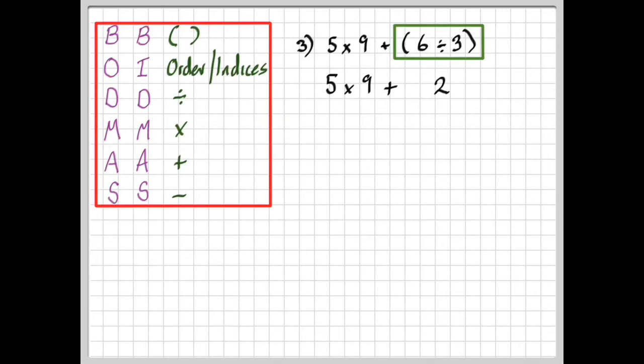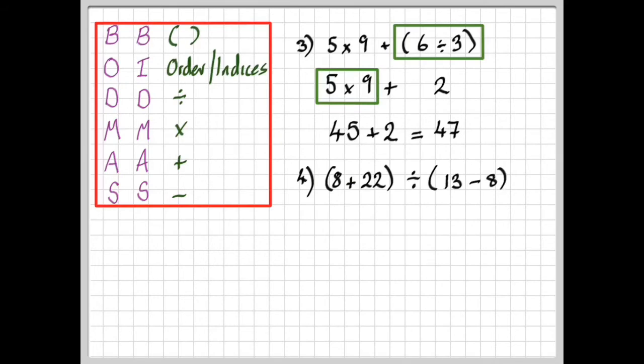And so what have I got now? I've got multiply. So I'm going to do the multiply next, and that's 5 times 9, which is 45. Then I just add everything that I had left, and there we go, I've got 47.